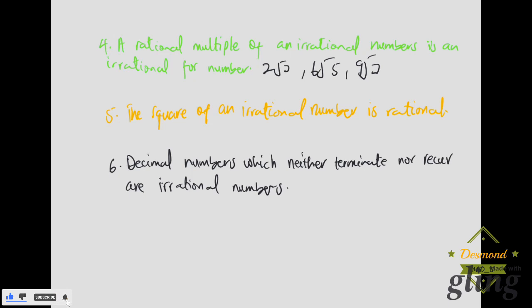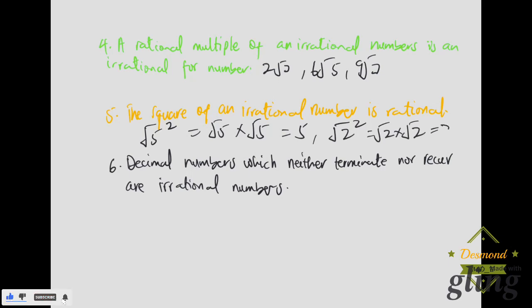Now point 5: the square of an irrational number is rational. Let's take an example: the square root of 2 to the power 2, root 2 squared, which is the same as 2. They are all rational numbers. Now the last point is decimal numbers which neither terminate nor recur are irrational numbers.